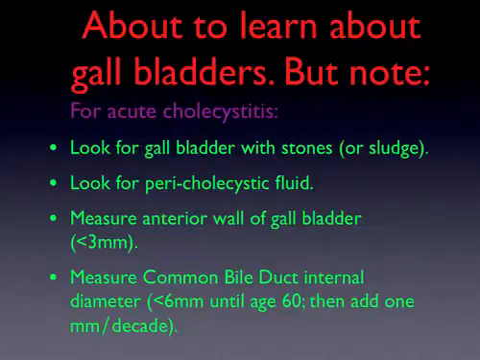And then we'd like to measure the common bile duct, which is oftentimes difficult to see, but with practice can be seen in most of the cases. The internal diameter, and again I emphasize internal diameter, because there is a certain thickness to the walls, should be less than 6 millimeters until age 60, and then we add 1 millimeter per decade. So for example, in an 80-year-old, a normal common bile duct, or CBD, should have an internal diameter of less than 6 plus 2, or 8 millimeters.